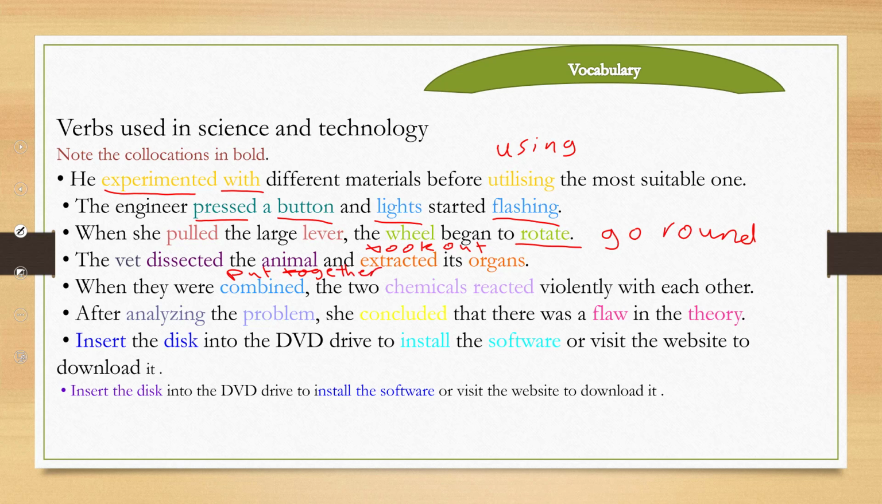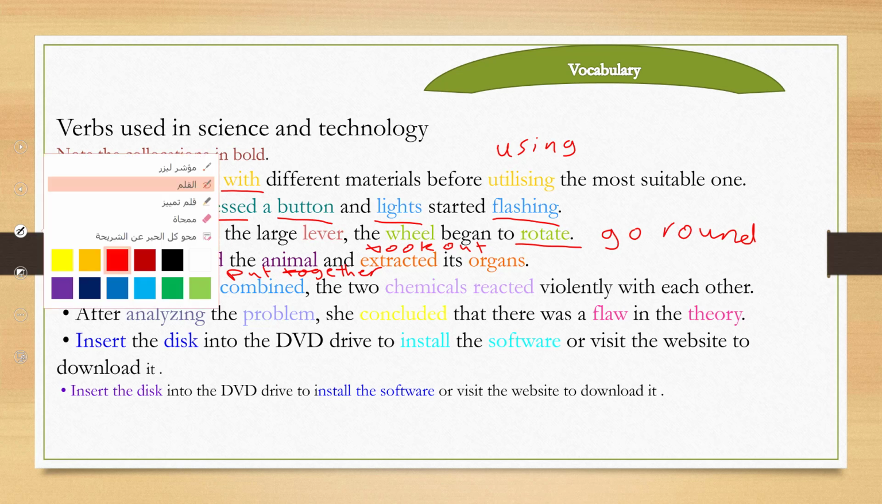After analyzing the problem, she concluded, she came to a result. Concluded means came to a result that there was a flaw, meaning a mistake in the theory. And last one, insert the disc into the DVD. It means put the disc into the DVD to install the software or visit the website to download it.